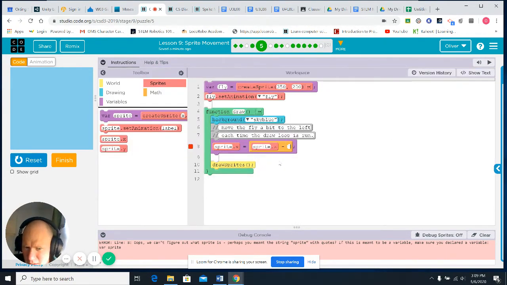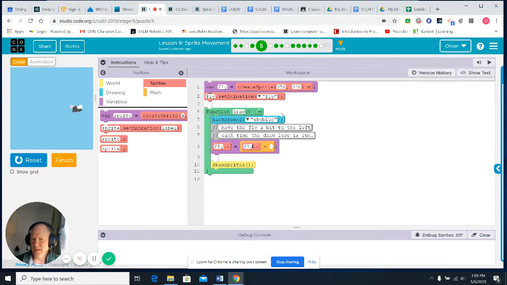Why isn't it moving? Because it's not called Sprite. It's called Fly. Fly X. Fly X. Now look, the fly is moving left. Because it's fly X, it gets the value of fly X minus 1. And it just runs that over and over and over again.